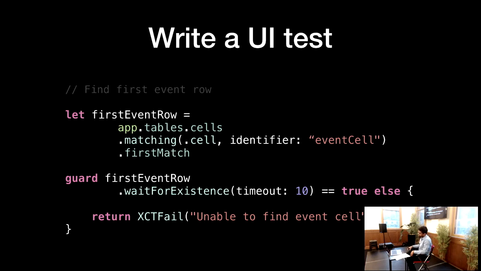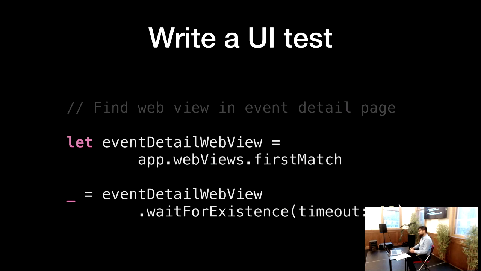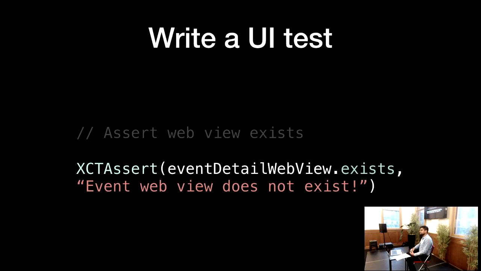So that is something you do in UI tests a fair bit as well. You want to guard against edge cases as much as possible. And so once we find that first event row, it's a pretty straightforward step next. We just tap on that event row. And then after that, we're going to assume that we've gone to the detail page, and then we're going to try and find that web view that we were talking about earlier. And once we've done that, we assert that the web view exists.